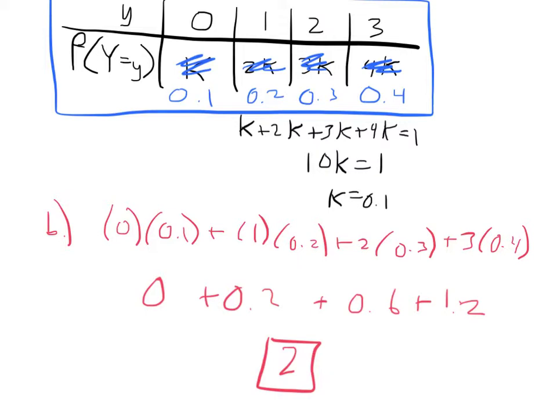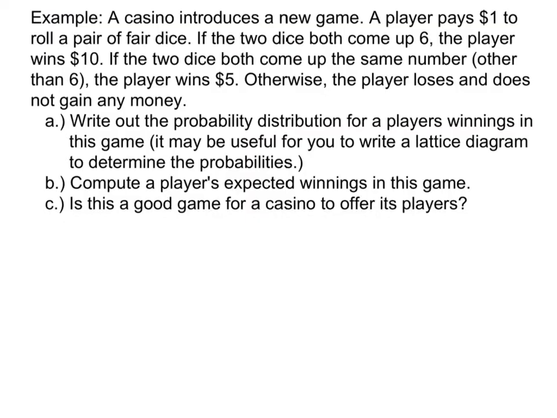The next example that I'm going to go through is a very basic word problem. So please make sure that you understand this problem completely before you go on. All right, so a casino introduces a new game. A player pays $1 to roll a pair of fair dice. If the two dice come up both 6, the player wins $10. If the two dice come up the same number, not 6, so 2 ones, 2 twos, 2 threes, the player wins $5, and otherwise the player loses and does not gain any money.